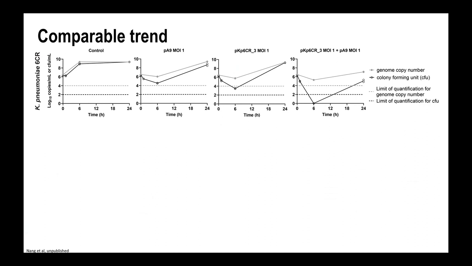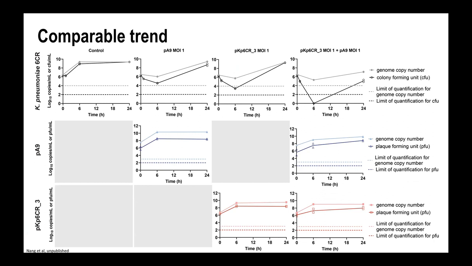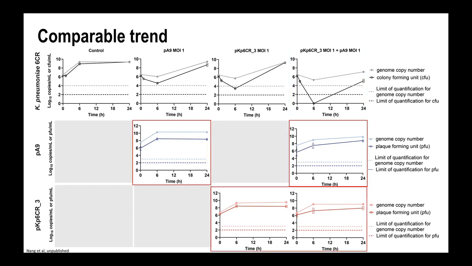First, showing at the top row, we have the data for our K. pneumoniae. For the middle and bottom rows, we have the phage data. The lighter lines represent the data that we obtained from dPCR, and the darker ones are from plating. So overall, I guess we can say that there is a comparable trend with both methods. If we look closely at the bacterial quantification, an initial reduction and full regrowth were noted for monophage treatment groups, whereas the regrowth was lesser in the cocktail group. And an increasing trend was observed for both phages in monophage treatment groups and cocktail, showing that these phages are amplifying in numbers.